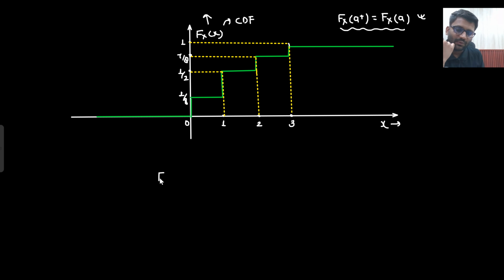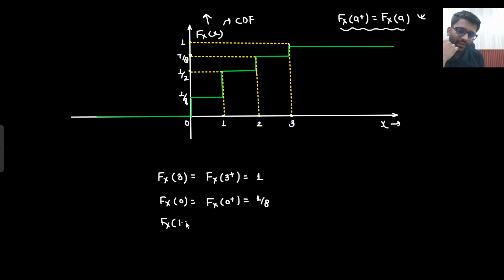Now if I randomly ask you, from this graph, what is the value of F_X of 3? You will say, sir, as per the graph, it looks like it is not defined, but actually it will be F_X of 3 plus, which is 1. If I ask you the value of F_X of 0, sir, as per the graph it looks undefined, but actually I need to look ahead: 1 by 8. If I ask you the value of F_X of 1.33, sir, 1.33 would be somewhere here. The value is actually 1 by 2. Is that clear to you?